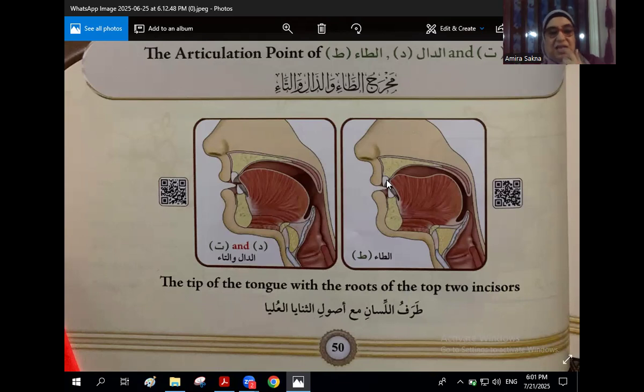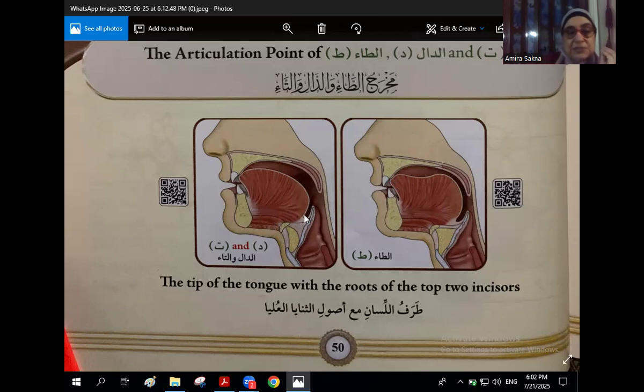The central incisors are the two big ones in the middle. Okay, the roots of them. You know where the roots are? So the tip with the roots of the upper central incisor. Ta, Dal, and Ta, the same.